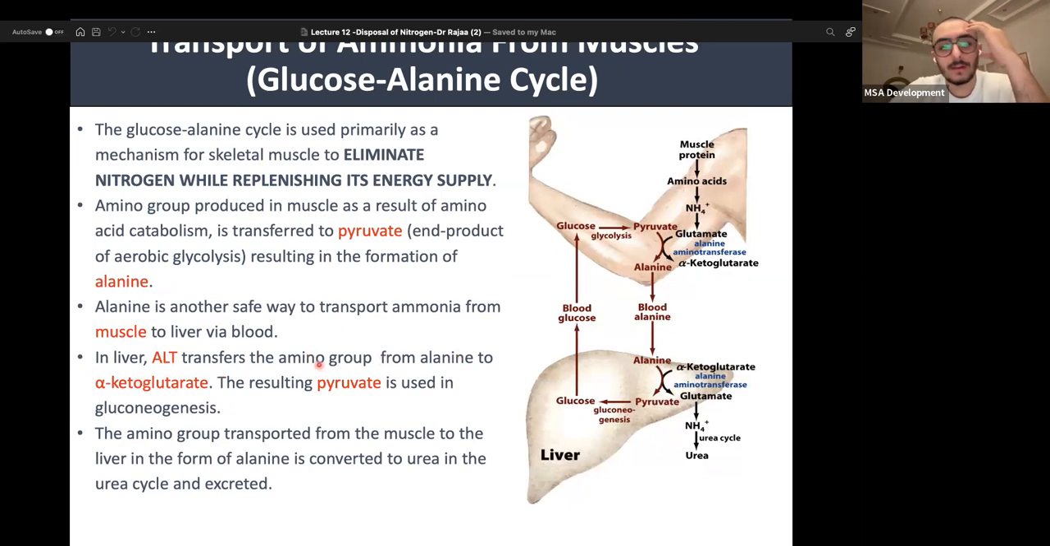In liver, ALT transfers the amino group from alanine to alpha ketoglutarate. The resulting pyruvate is used in the gluconeogenesis.